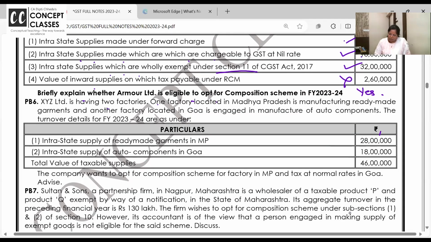XYZ is having 2 factories, one in Madhya Pradesh and another in Goa. So intrastate supply of Madhya Pradesh 28 lakhs we will take. Auto components in Goa. See, you can have sales in 2 different states, no problem. But state to state is interstate, gone. What's the total value of the taxable supplies? 46. The company wants to opt for composition scheme for MP and normal tax for Goa. Not possible. Even if their total turnover is just 46 lakhs, it's not possible.